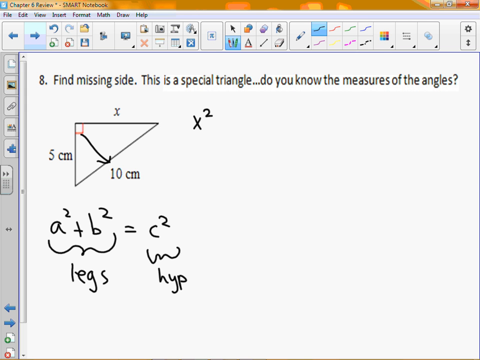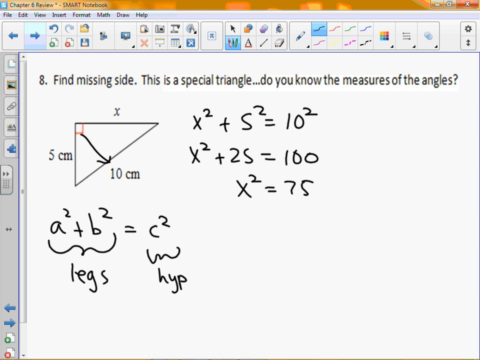As we progress forward in the next class, the assumption is that you have this little bag of tools that you know how to use, and you just show up, open your bag, and start using them. So when you have to find a side of a right triangle, it's x squared plus 5 squared equals 10 squared. So x squared plus 25 equals 100. So x squared is 75. So x is the square root of 75.